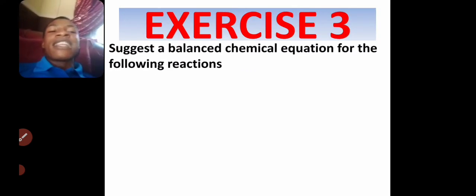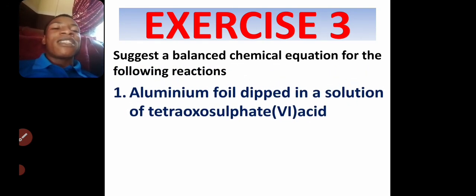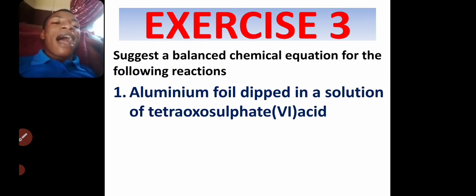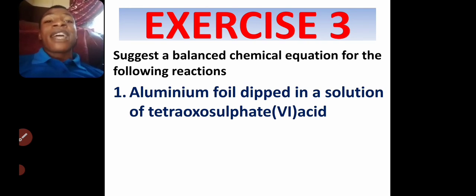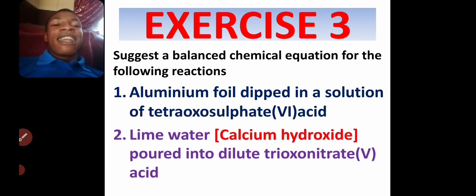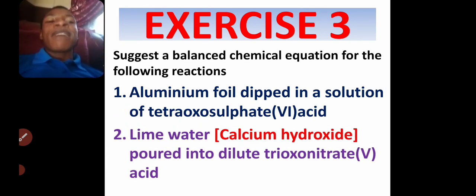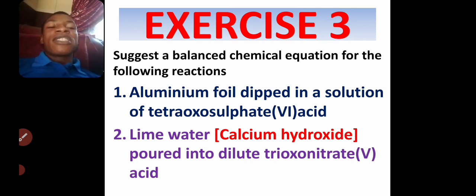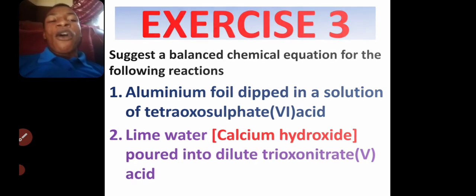So write the limestone formula, write the formula of trioxonitrate V acid, then interchange the valencies and see what you are going to get. Exercise 3 is still about writing of equations because that's the nucleus of this particular lesson. Aluminium dipped in tetraoxosulfate VI acid. Write the symbol of aluminum, the formula of tetraoxosulfate VI acid. Then tell us how they are going to combine. Then lime water is calcium hydroxide. How does it react with dilute trioxonitrate V acid?